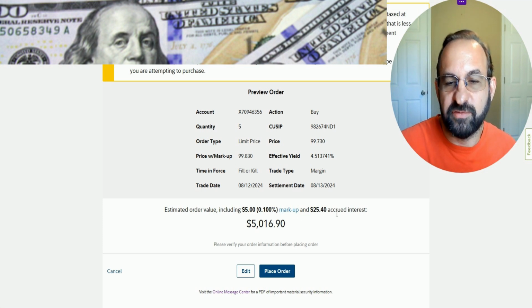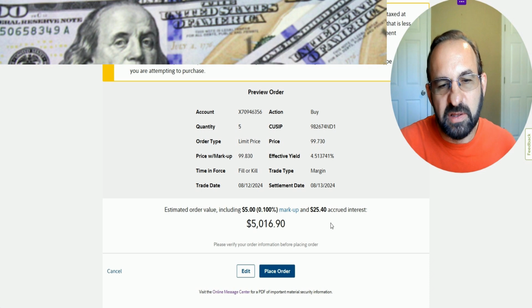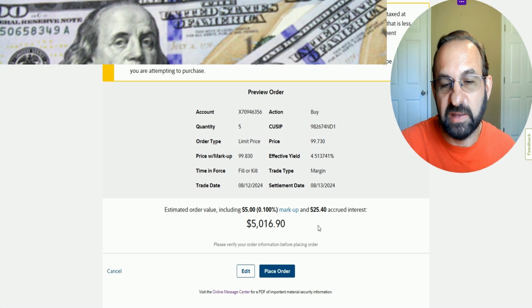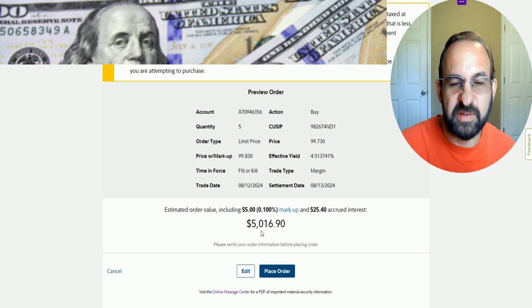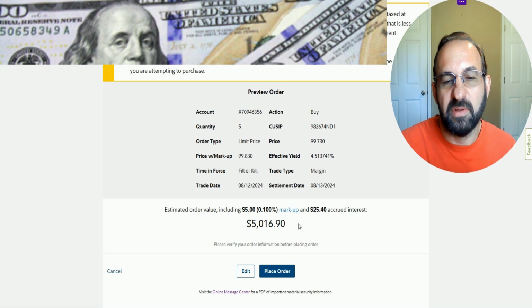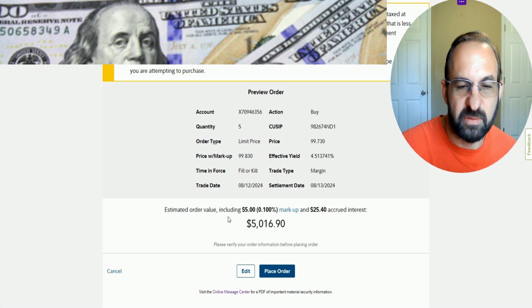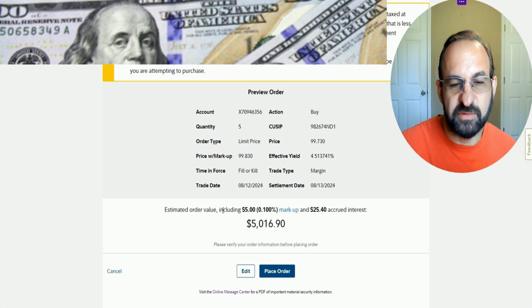Because there is accrued interest since I am buying it in the secondary market. So I'm buying it from another person. I'm buying it in the secondary market, so the interest up to this point is getting paid, and it's taken out of our money. So effectively, I am paying $5,016.90 for this if I was to get all 5 of these. Now there is an estimated order value including a $5 markup, because Fidelity charges you some fees for these bonds. So in this case it is $5.